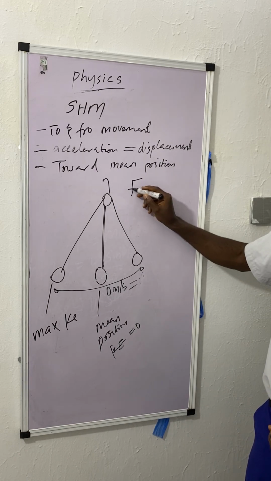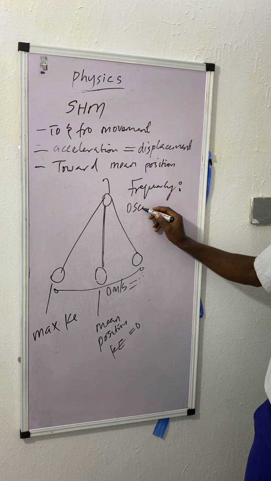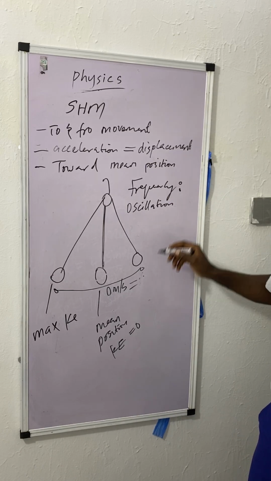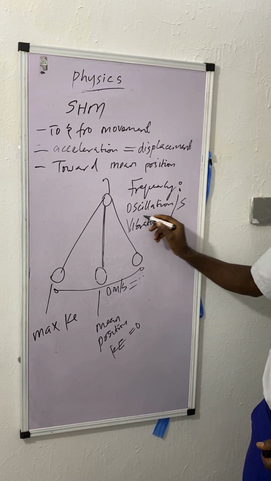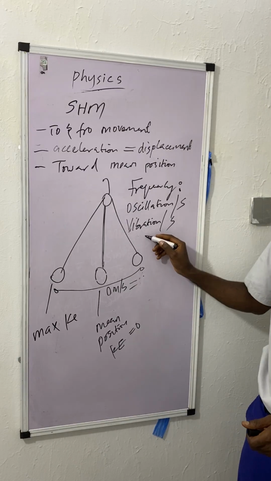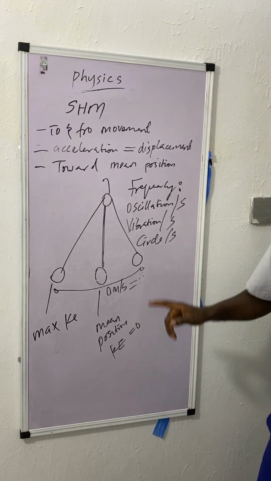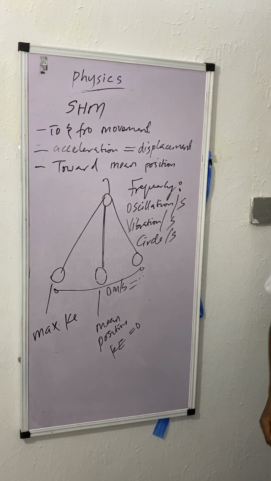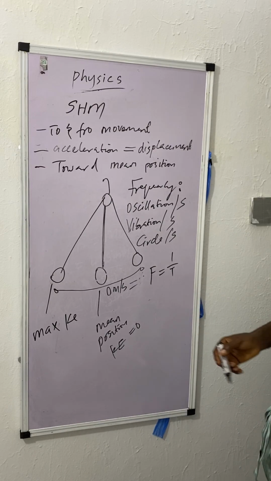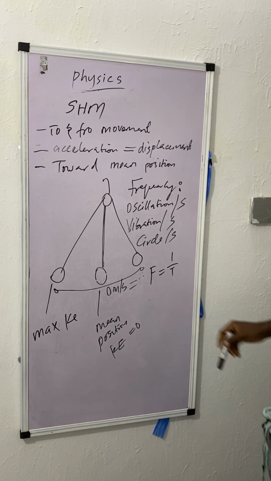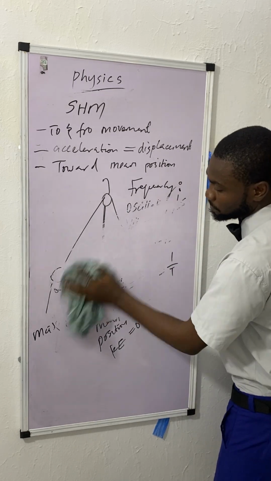And what is the definition of frequency? Frequency is the number of oscillations per second. Some textbooks will tell you particle vibration per second. Some textbooks will tell you cycle per second. So any of the definitions is correct. But you have to know them in case you are given any for your exam. And the formula is given as frequency f is equal to 1 over the time, or 1 over period. So oscillation per second.